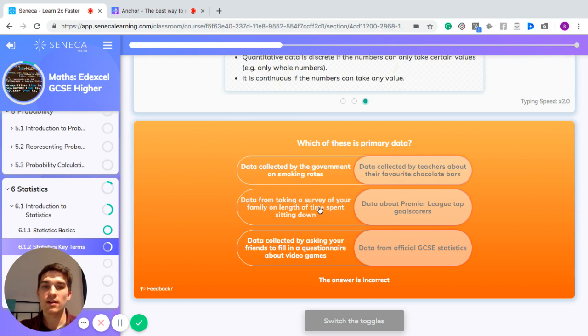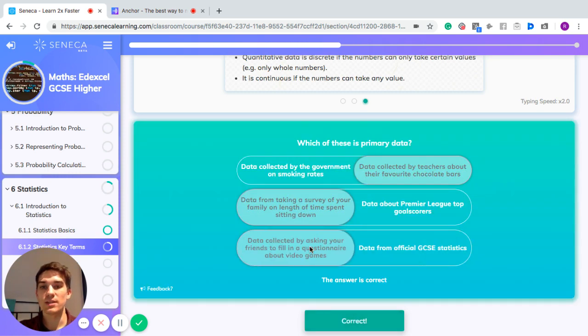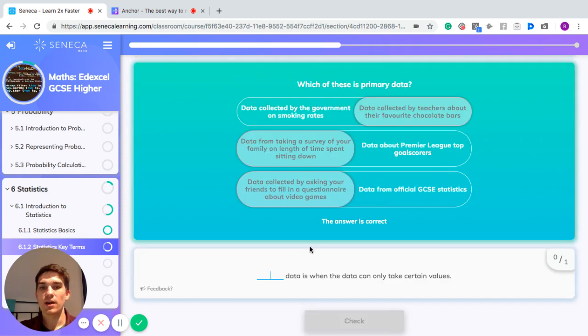Now, another example of some primary data would be some data from taking a survey of your family on the length of time spent sitting down in a day. Some secondary data might be the data about some Premier League goal top scorers. And lastly, another example of primary data is data collected by asking your friends to fill in a questionnaire about video games. And some official data on GCSE statistics might be an example of secondary data.